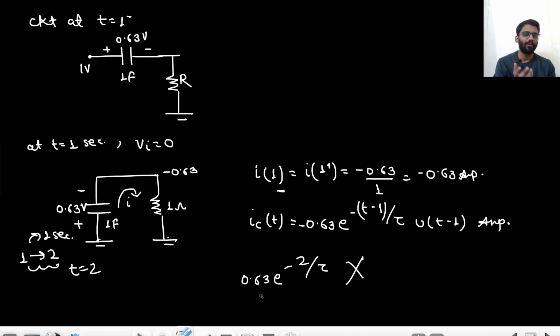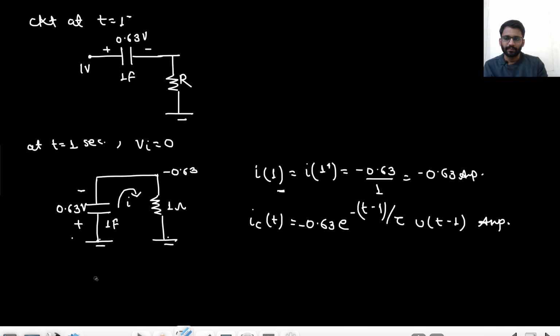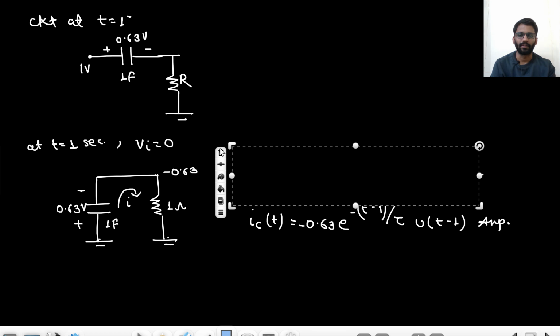If they had asked you the value of current at t equals 3, you would have written 0.63 e to the power minus 2 upon tau, right? Because from 1 to 3 seconds it is happening. Are you getting my point? Don't get confused. Now in the question, they are asking only at t equals 1 plus. So 0.63 by R current is flowing, but the direction is negative. Actually the current is flowing like this, so minus 0.63 ampere is the answer. So this is your final answer. That is important.